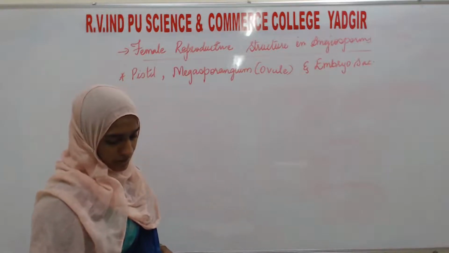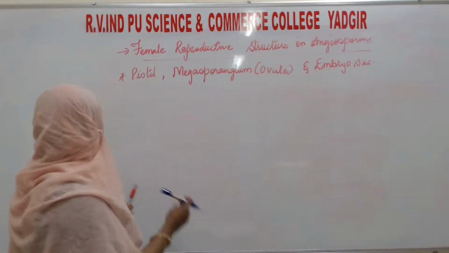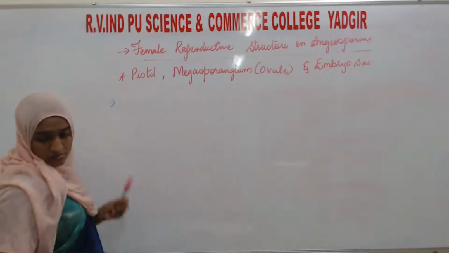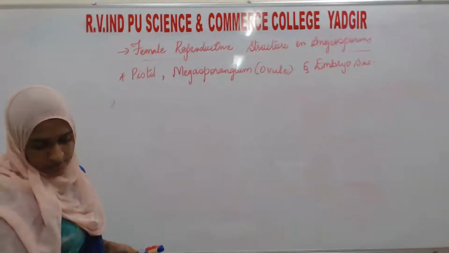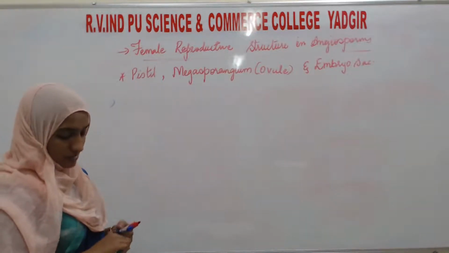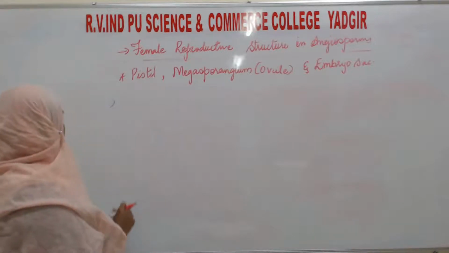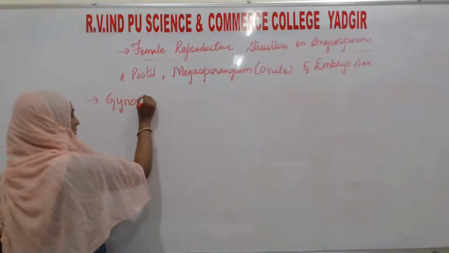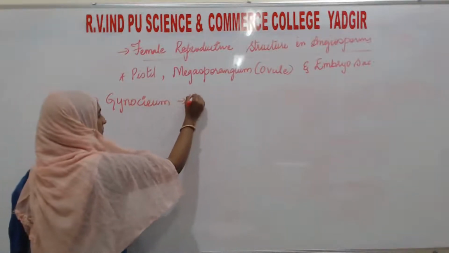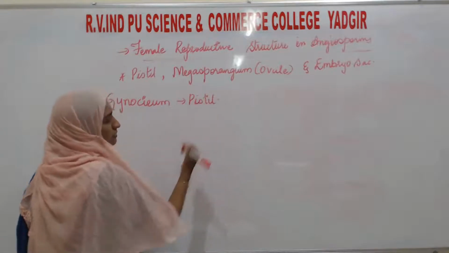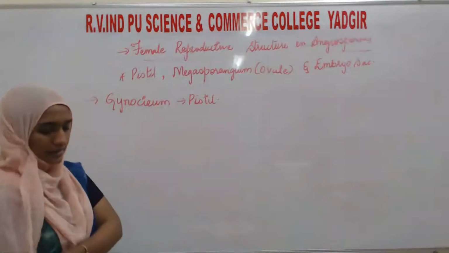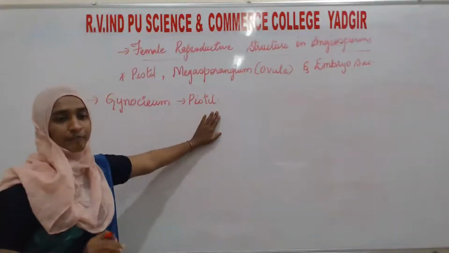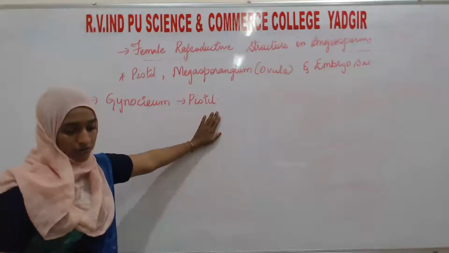So first, what is the pistil? The pistil, which is the gynoecium, is also known as the pistil. Gynoecium is the female reproductive part of the flower. What is gynoecium or pistil? The female reproductive part of a flower.